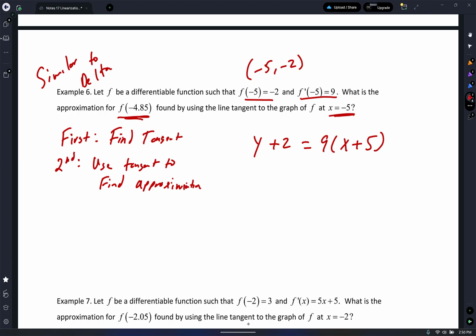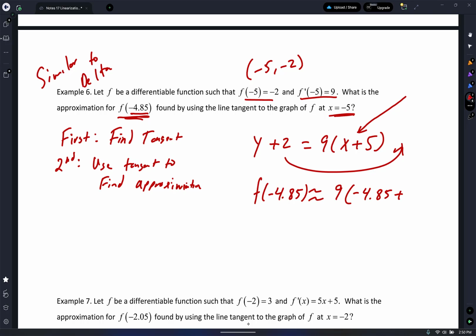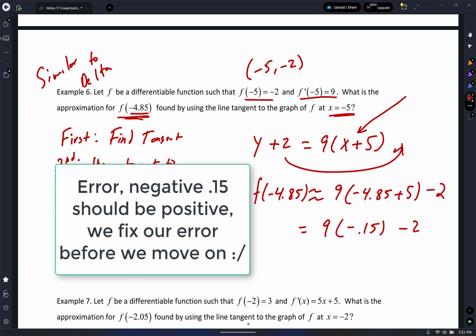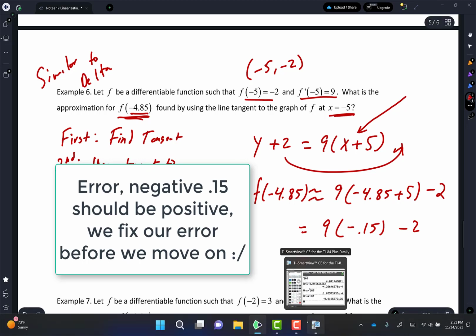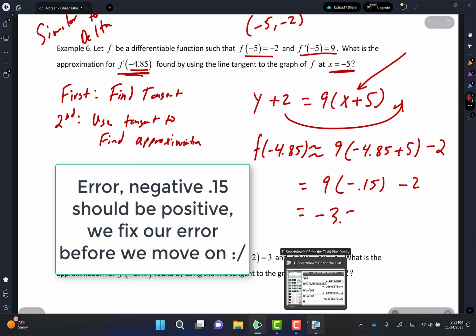All right, here it is, guys. I'm just going to move the 2 to the other side. What am I going to plug in for x? Perfect. So I'm going to write f of negative 4.85 is approximately 9 parentheses negative 4.85 plus 5, close it, minus 2. So let's see, what is that? 9 times negative 0.15 minus 2. Just use a calculator. What is that? It is negative 3.35. That's it, right? Negative 3.35.